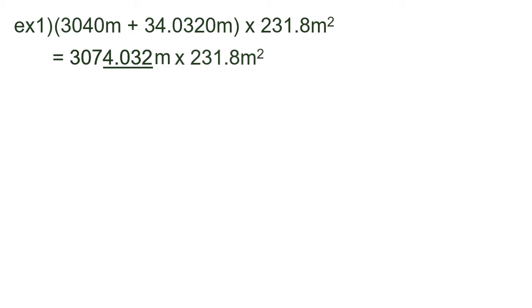Now I'm multiplying these two numbers, so I punch it into my calculator, 3074.032 multiplied by 231.8, and my calculator gives me 712560.6. This is multiplication, and my first number had 3 sig figs, second number had 4 significant figures, so that means my answer could only have 3 significant figures. So 712 is significant, 560.6 is not, so I underline 560.6. Unit-wise, I had meters multiplied by meters squared, which gives me meters cubed.